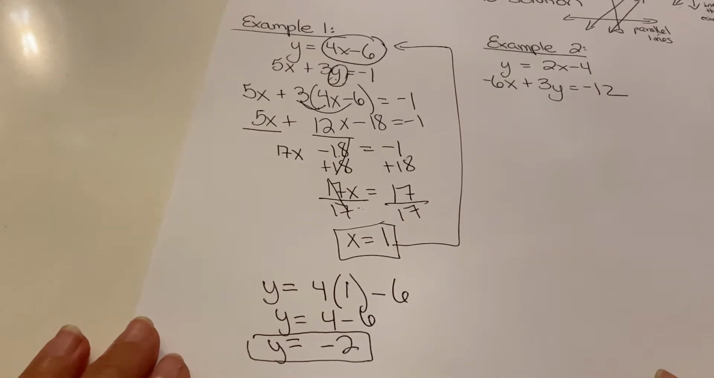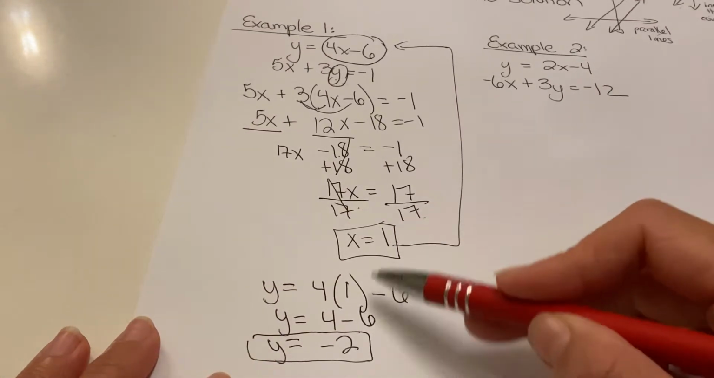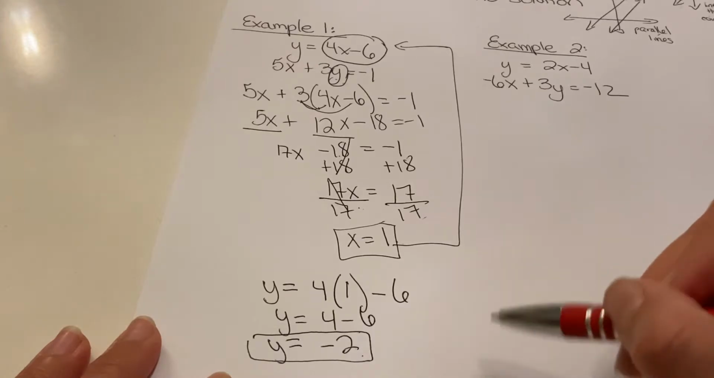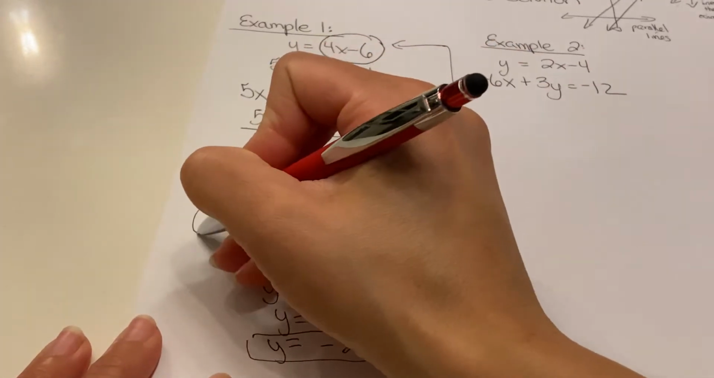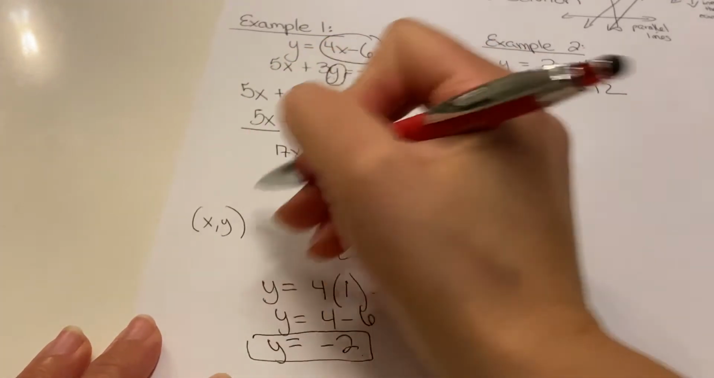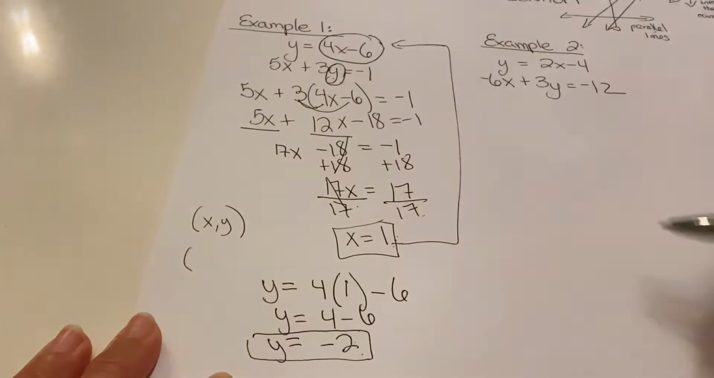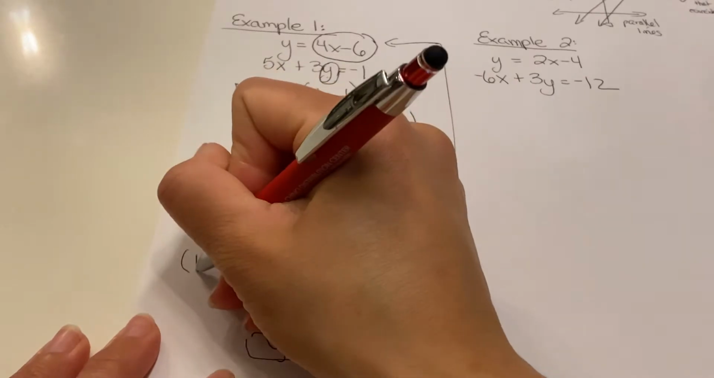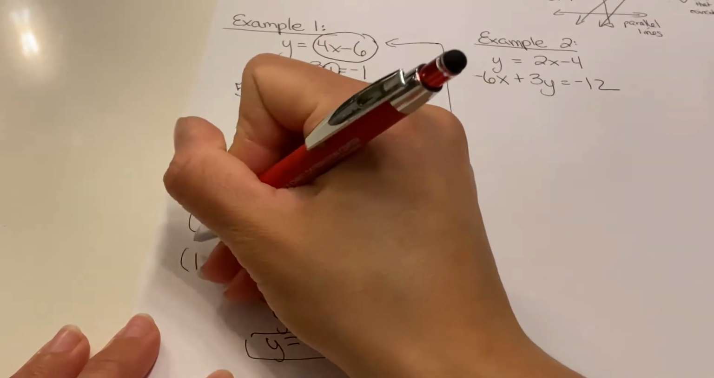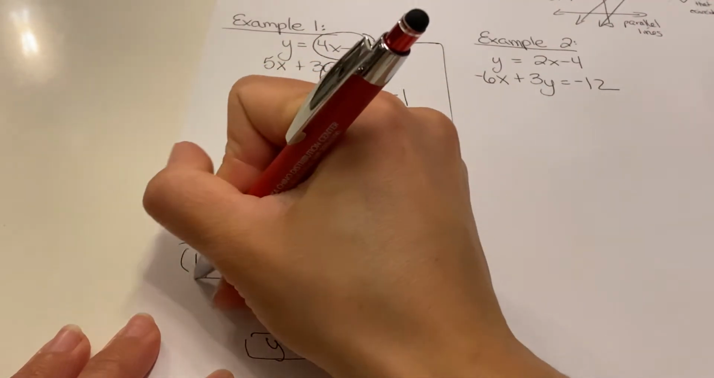So now you bring it all together. So the point of intersection, your solution, is a point. So my point is usually written as x comma y. So now I'm going to put these 2 pieces of information in as a point. So it's 1 comma -2. So this is your answer.